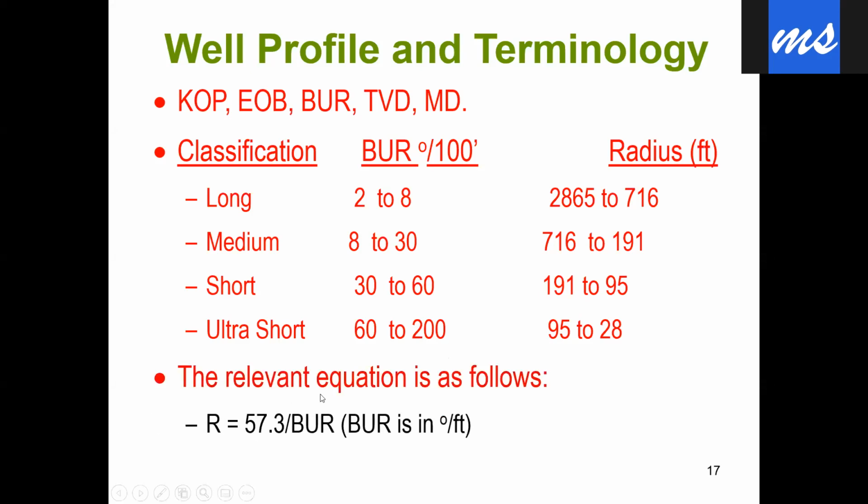This is the equation we use to calculate the radius from the build rate. The radius is a function of the build rate: we divide 57.3 by the build rate, then we will get the radius.